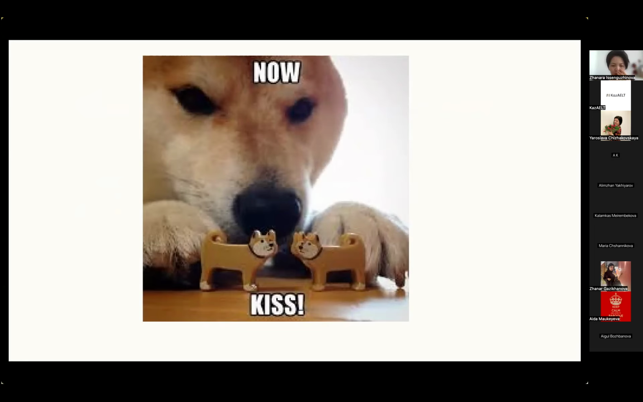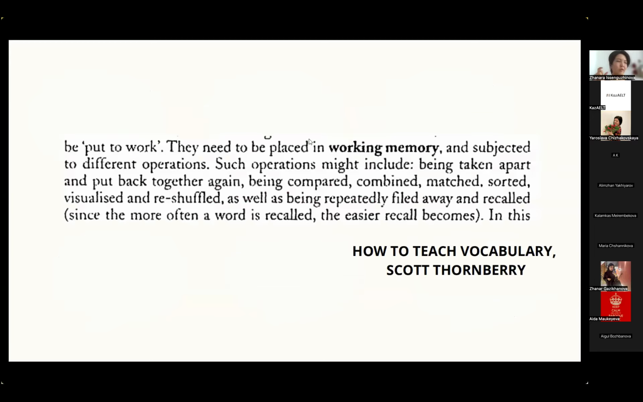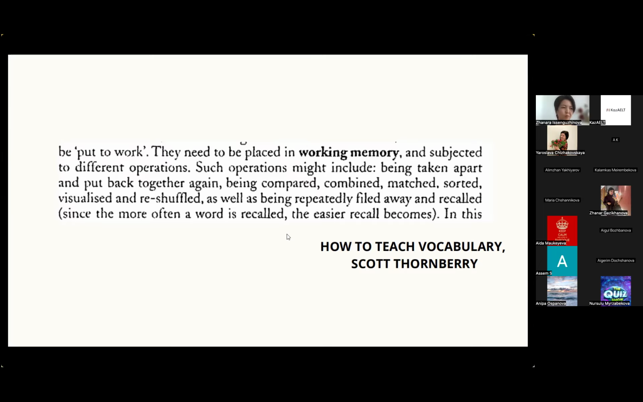So what I'm trying to say is that we need to do that through memorization here. We actually need to use their working memory, in Russian we call it operativka. Here we can see this extract from the book How to Teach Vocabulary by Scott Thornbury. They need to be placed in working memory and subjected to different operations. So being taken apart, put back together again, being compared, combined, matched, sorted, visualized, and reshuffled, as well as being repeatedly filed away and recalled. So the first step is to do different manipulations with these words.